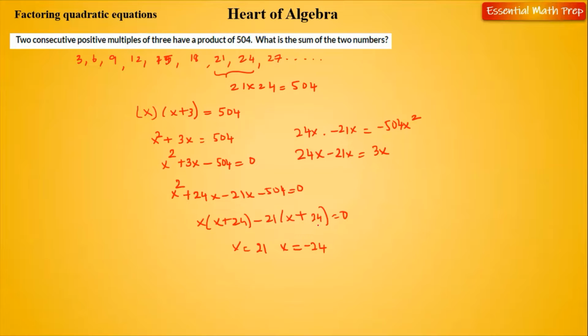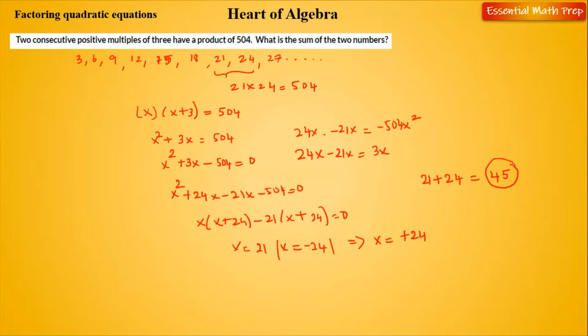But again, if you solve this way, you would wonder, well, I'm getting a negative value. How does that factor into the problem? Well, you have to assume it's an absolute number, right? Because it's a positive multiple. So that means you have to assume this is an absolute value. That means x equals plus 24, okay? Only then you get the sum of the two numbers, 21 plus 24, which is 45, right?